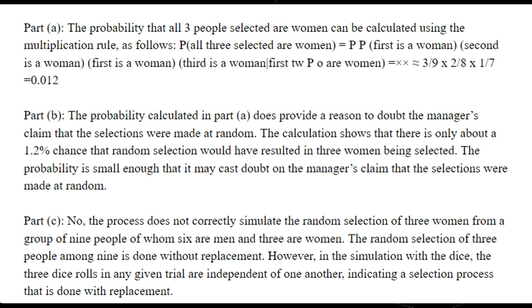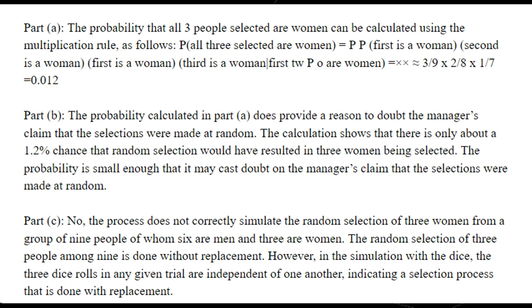And then, the probability calculated in Part A does provide a reason to doubt the manager's claim that the selections were made at random. That is because of the 1.2% chance that random selection would have resulted in 3 women being selected. The probability is small enough that it may cast doubt on the manager's claim that the selections were made at random. And for Part C, the answer is no.